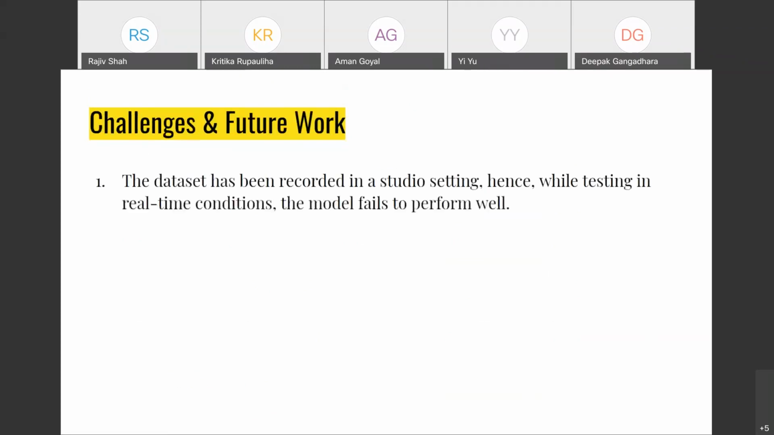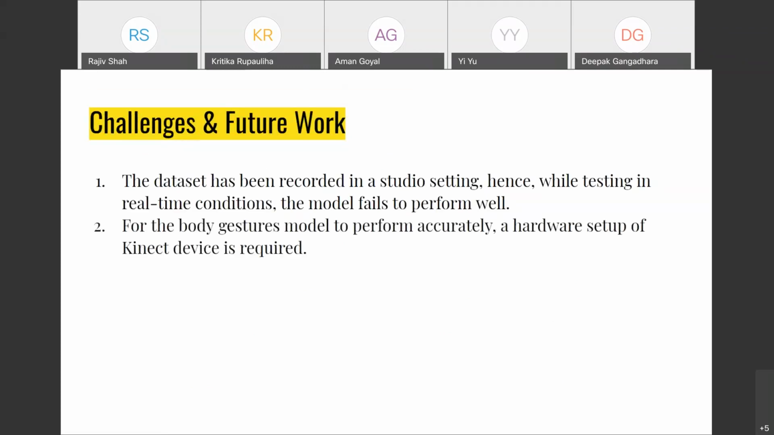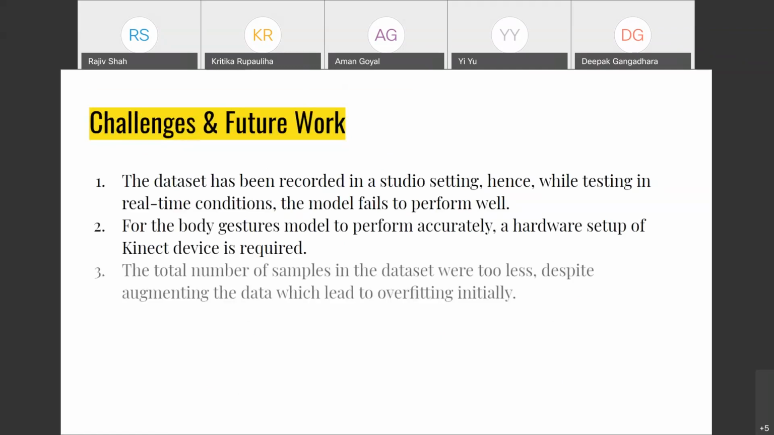Talking about the challenges, as I said earlier, the data set has been recorded in a studio setting. So when you try to test it in real-time conditions or on YouTube clips, the model fails to perform well. For the body gestures module to perform accurately, a hardware device, the Kinect, is required. The total number of samples in the data set was too few, and we augmented the data using flipping and other techniques, but it was still leading to overfitting.